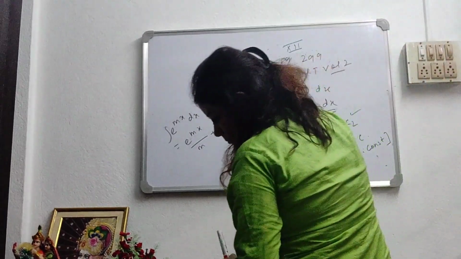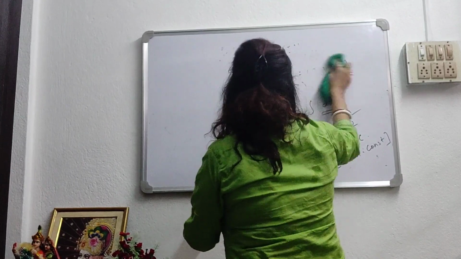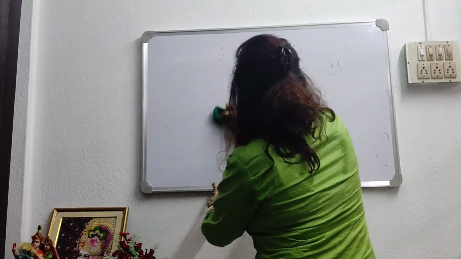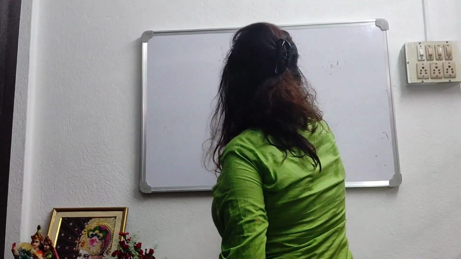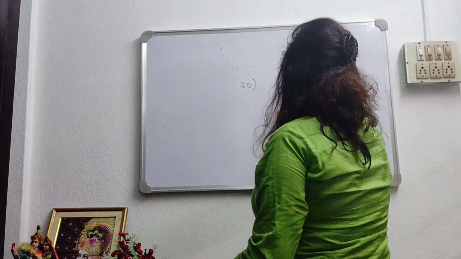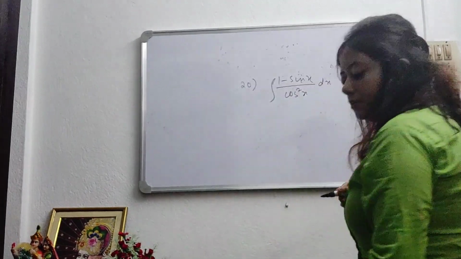Next, number 20. Integration of (1 minus sin x) by cos square x dx. So let me tell you one thing.